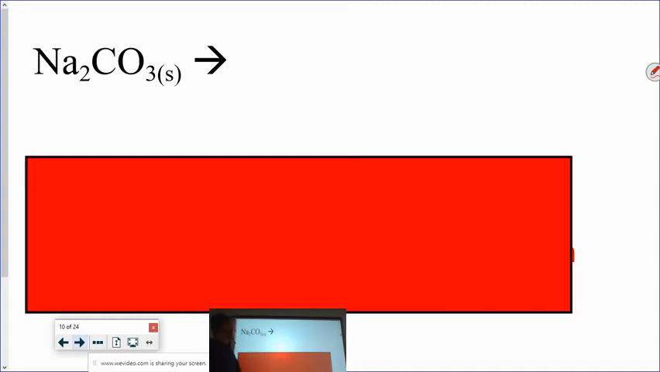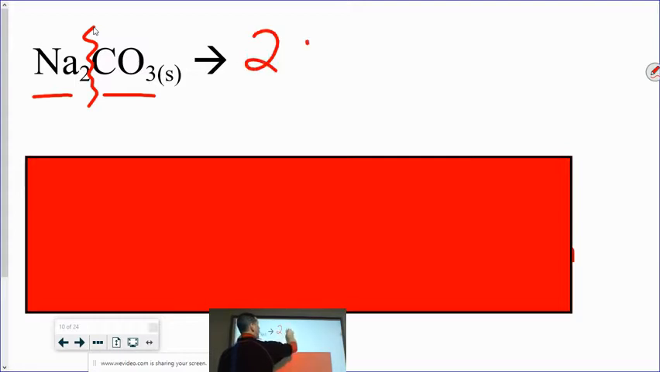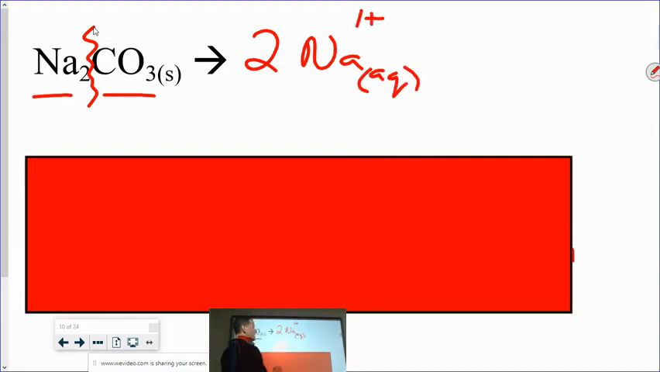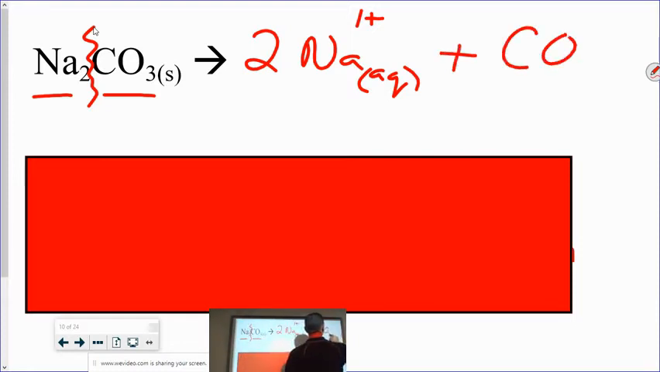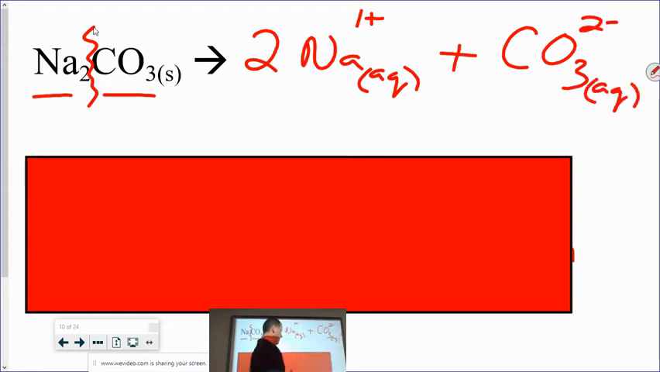So in this problem, we're going to take it a little bit further. So where are we going to break it apart? We're going to break it apart at the metal ion and the polyatomic ion. So here we get 2 Na. We find sodium, which is element number 11. That's a 1 positive. That's an aqueous because it's dissolved in water. And then we're going to get 1 of the carbonates. So 1 CO3. And if you look at the back side of your periodic table at the polyatomic ions, its charge is a 2 negative, and we put AQ, which means it is dissolved in water.